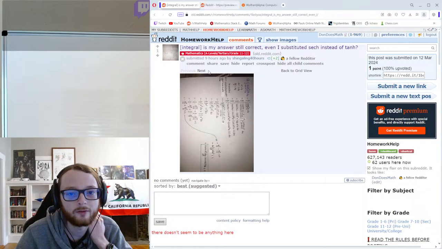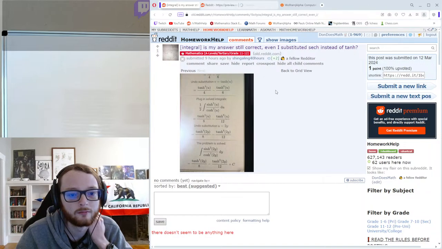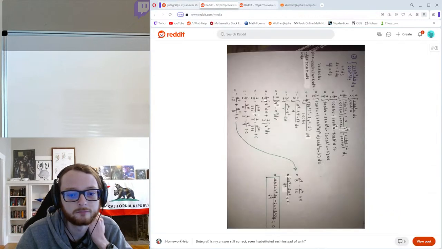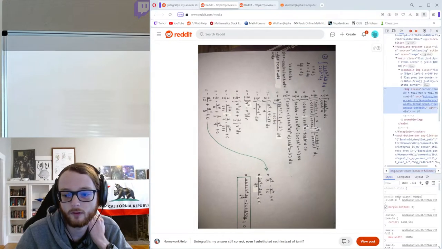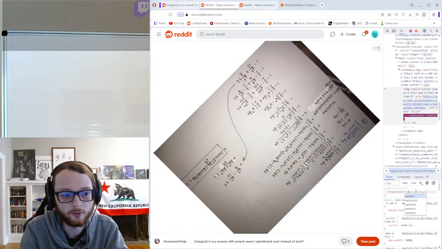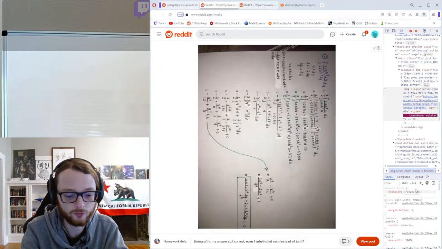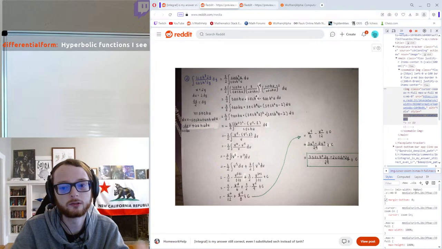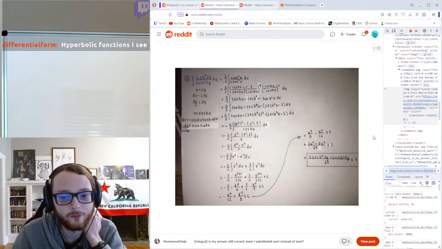My answer is still correct. I even substituted. I don't know how you pronounce that. Hyperbolic secant. But let's see if we can figure out the answer. Transform rotates 270 degrees. Hey, differential form.